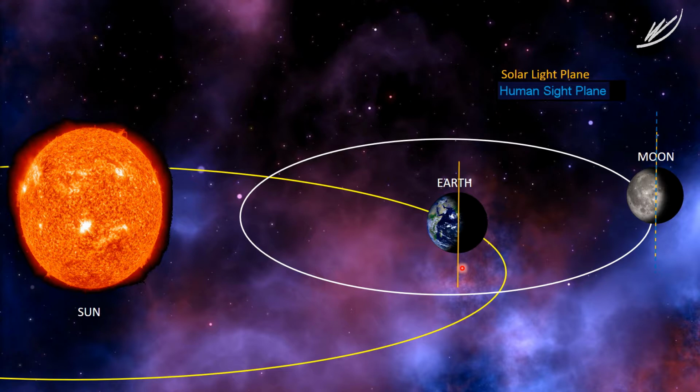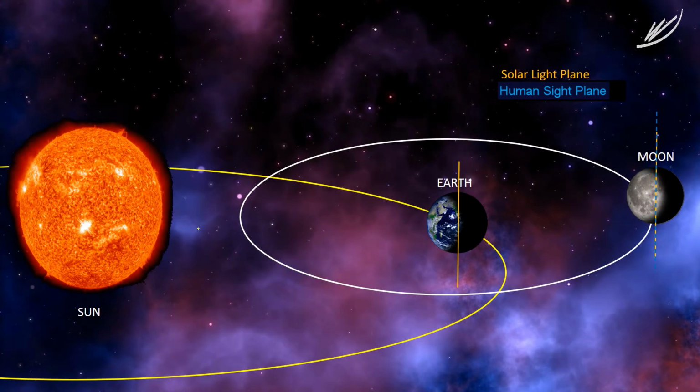Now, the way any object in our solar system appears to us, the observers, depends on the location where we are seeing it from. In this case, it will be us when we are seeing the moon from Earth. The plane which is only visible to us is termed as human sight plane, represented in blue dashed line. The terminologies are not standard and are made up here for easy explanation.